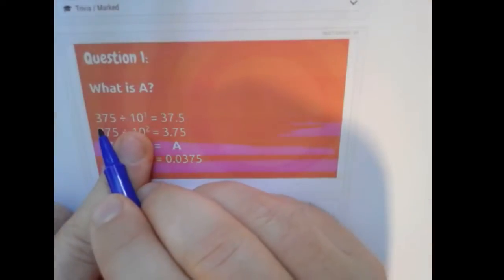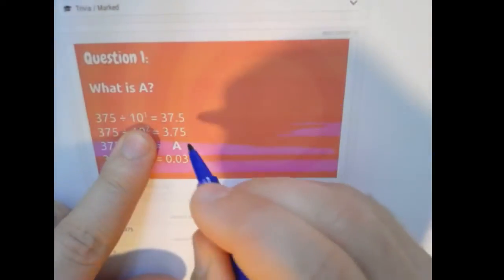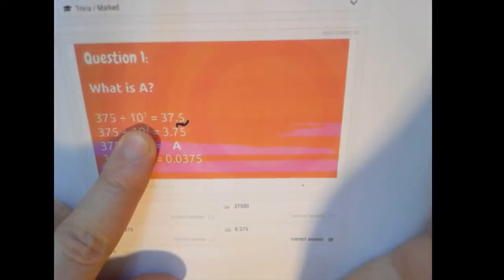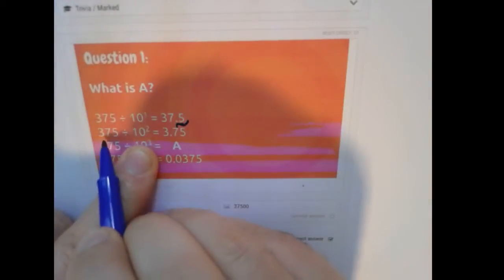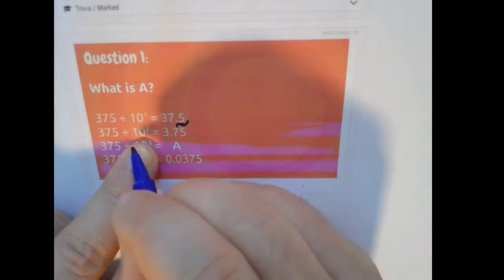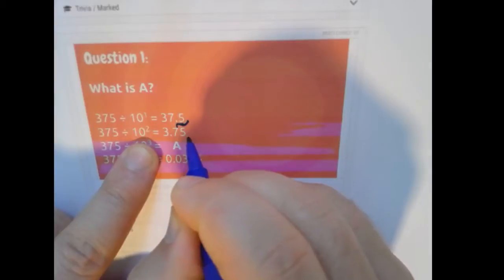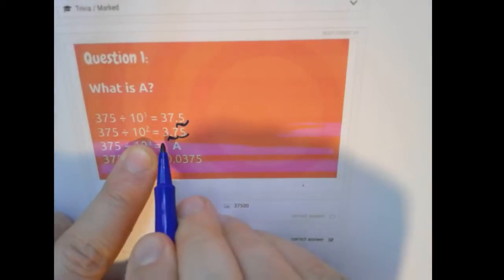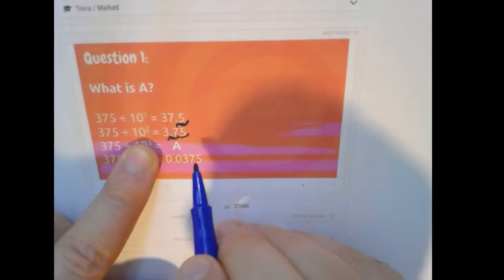So if we divide 375 by 10 to the first, or 375 divided by 10, we've moved the decimal one spot. Here, dividing 375 by 10 to the second power, or what is 10 to the second power? It's 100. So we've moved the decimal 2 spots to the left.